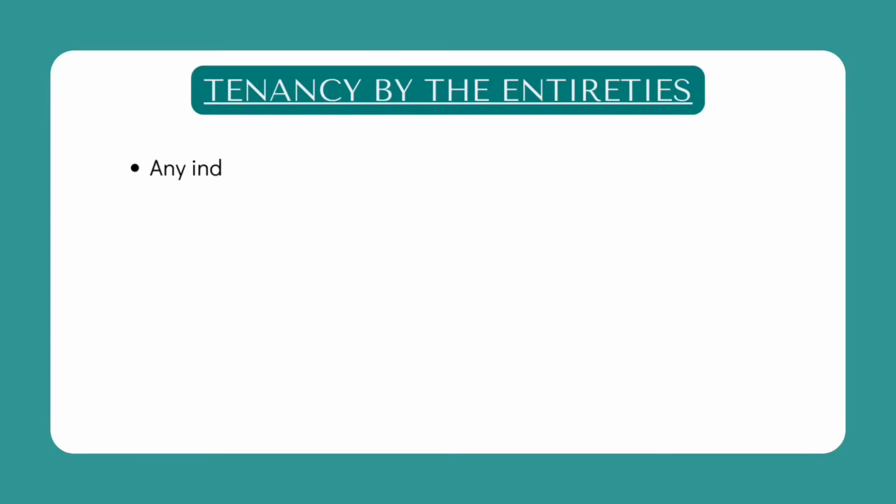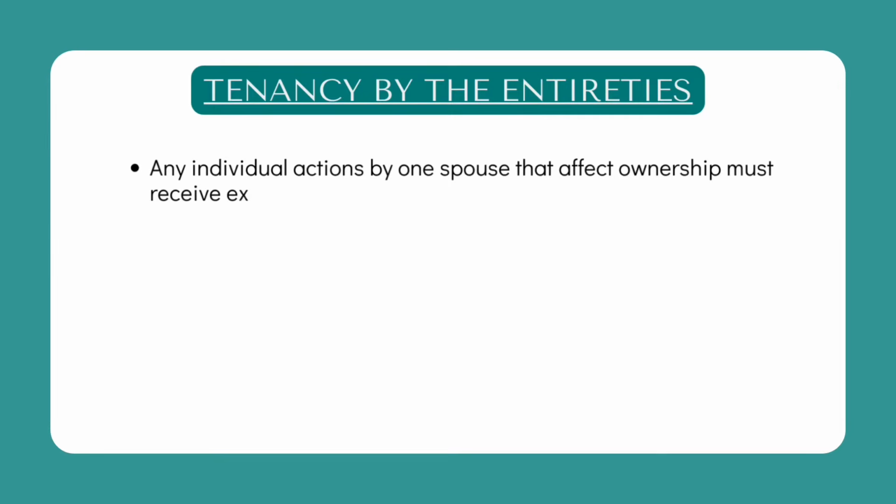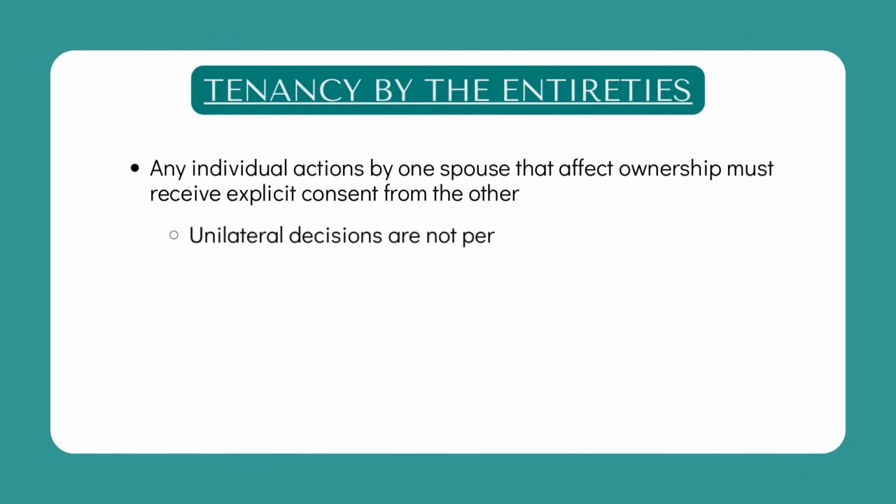If one spouse passes away, the surviving spouse automatically inherits the property in fee simple as an individual estate, or what we already learned is called in severalty. Due to the distinctive character of this setup, any individual actions by one spouse that affect ownership must receive explicit consent from the other, and unilateral decisions are not permitted.